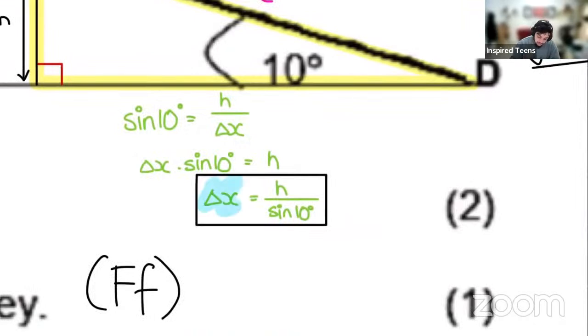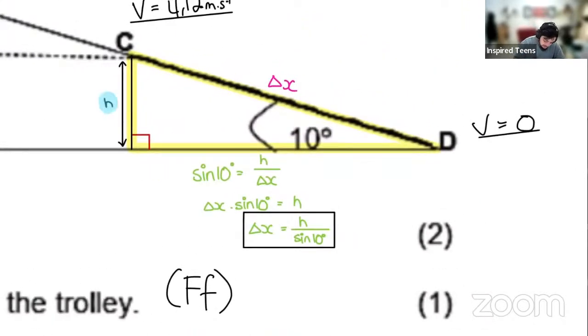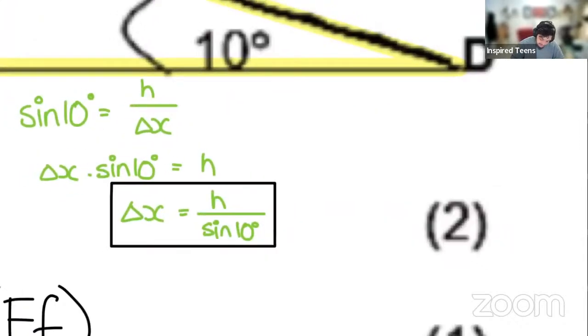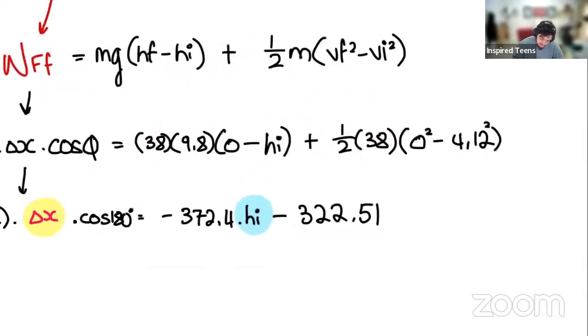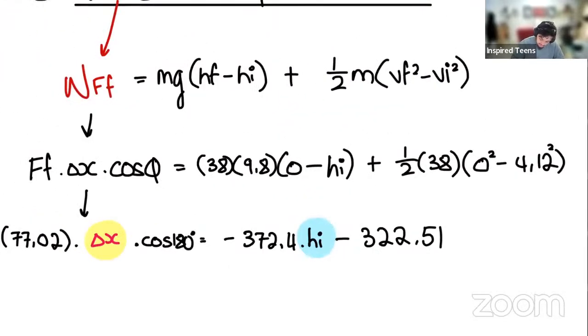So instead of writing, and by the way, this h is the h that we want to know. This is the h at C, the height at C. So I'm actually going to change this from initial to height at C.